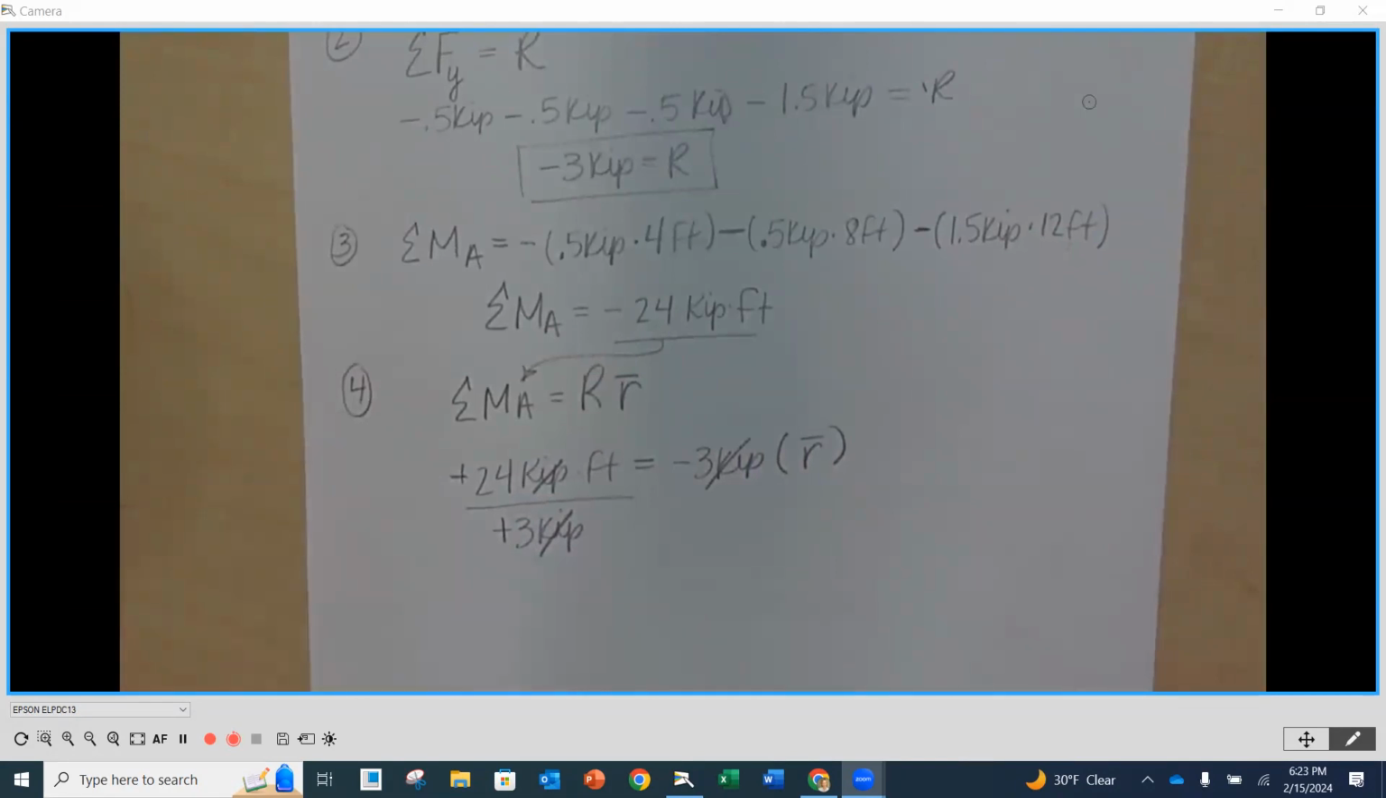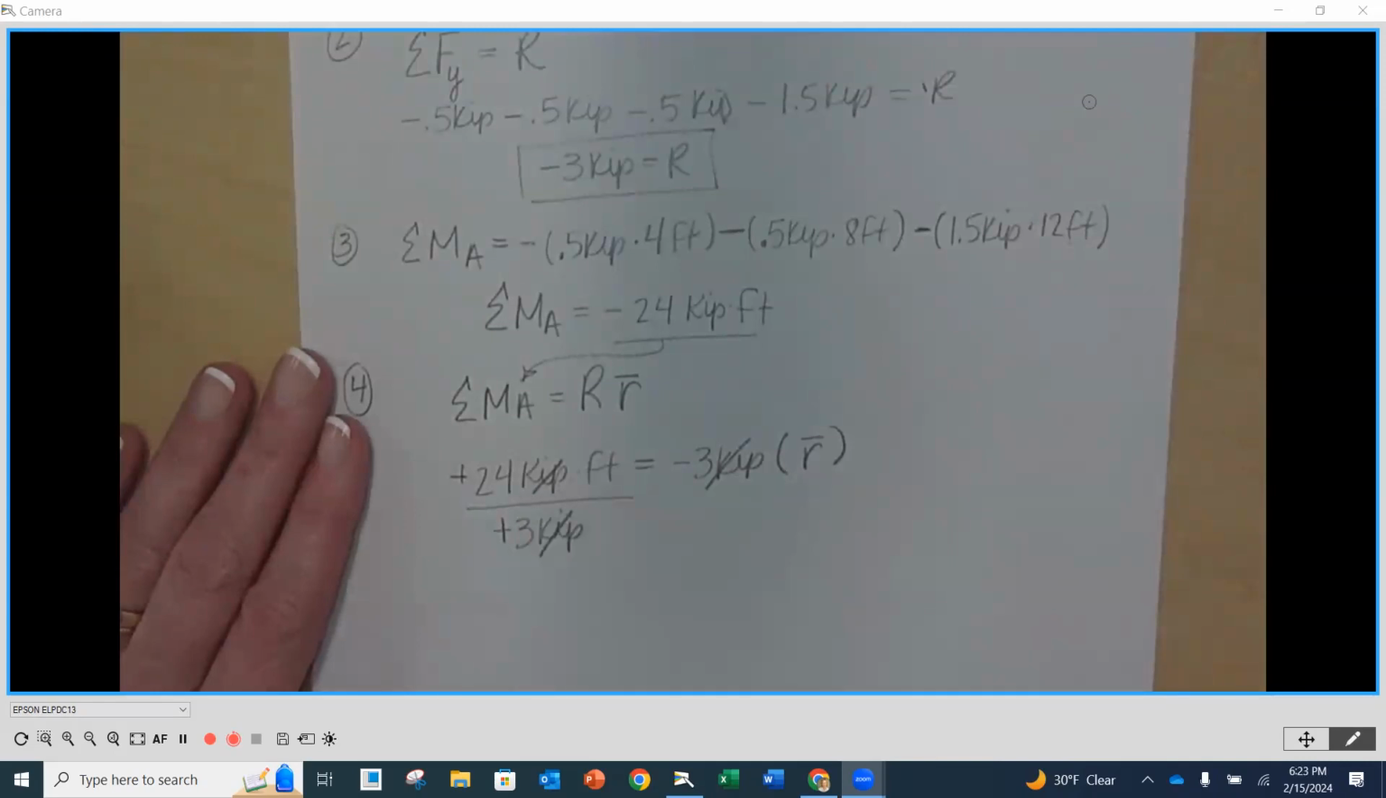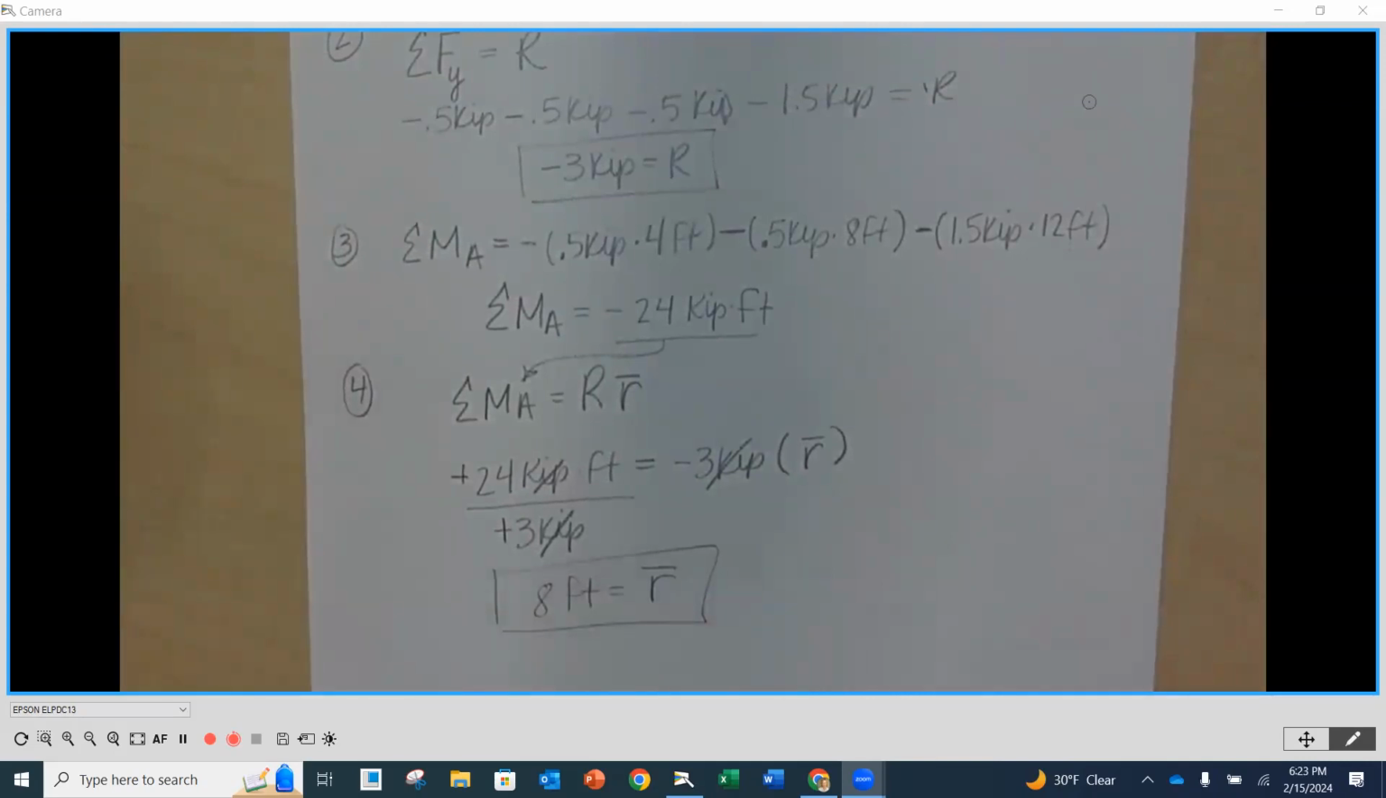I'm going to be honest with you, I don't have an answer key in front of me. I do these right with you. Not that I get the answers wrong very often, but you can hit the wrong button. I want us to do them together, right? Okay, so this should be 8 feet is equal to R bar. 8 feet is equal to R bar.